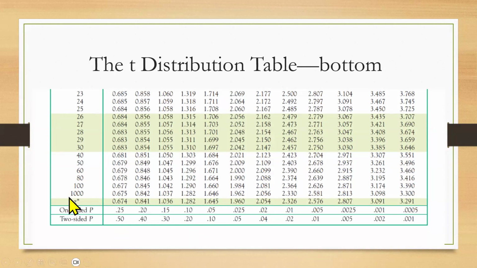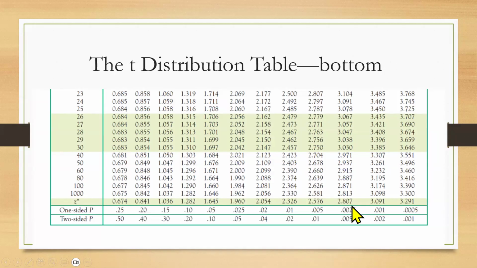Something else to notice is that once it gets past 30, this table starts to jump in numbers, going by tens and then more. And when we get up to 1,000, those numbers are almost the same as these values for Z star. So when we have over 1,000 in our sample size, it actually comes out the same as the normal distribution. But I have never done an experiment with 1,000 individuals as part of the sample size, so it's not that practical.